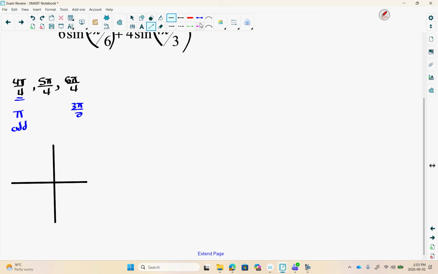I know exactly where this is. This is 4 pi over 4. That would point to the left. Odd multiples point to the left. Even multiples point to the right. This would be 6 pi over 4, or 3 pi over 2, sorry.